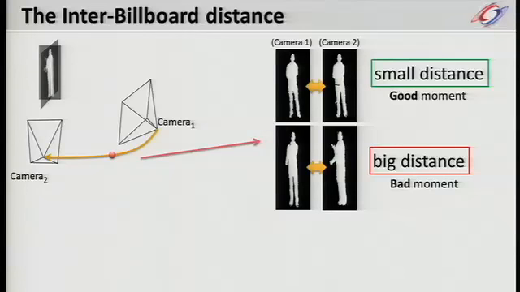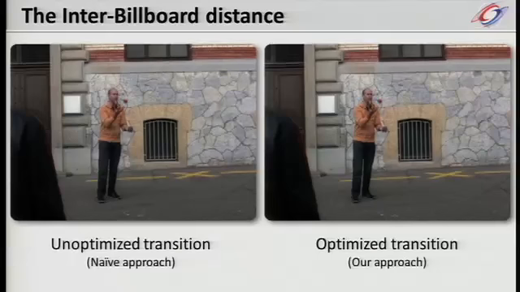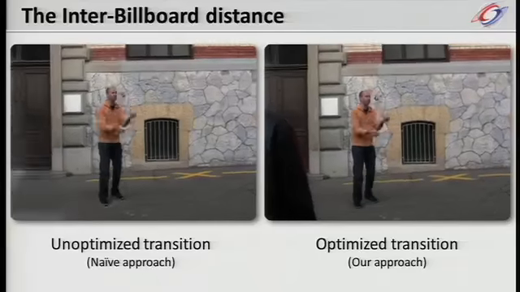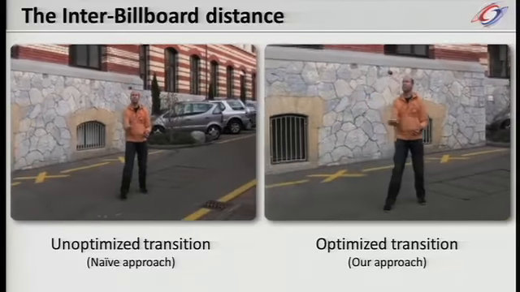This has also the extra benefit of taking into account segmentation and calibration error, because in that case, the distance will be higher, and so the transition will be avoided automatically by the system. If you're still not convinced, I show you a side-by-side comparison between unoptimized and optimized transitions. Obviously, the optimized ones are a little bit delayed from the unoptimized ones. As you can see here, we take into account segmentation error in the optimized transition, like here, that was visible.